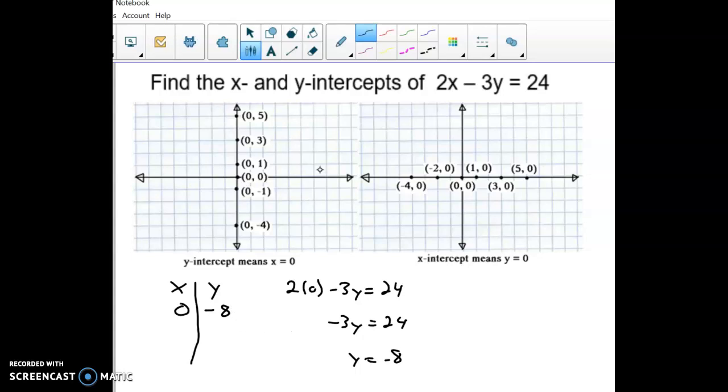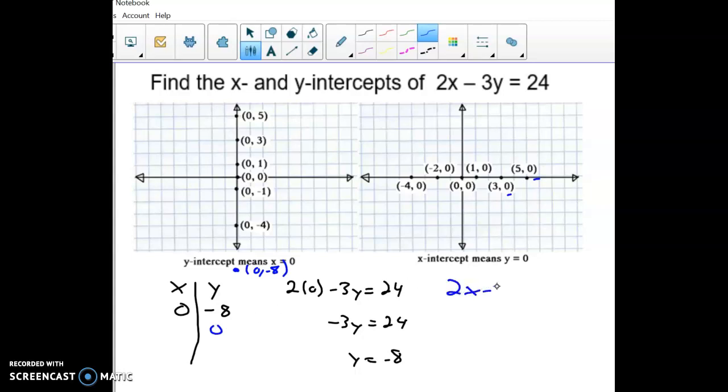All right, similarly then, so sorry, I should plot that. So here's our y-axis, and we're crossing. It's kind of low, but we're at 0 and negative 8. All right, and then the x-intercept, right? All of these x-intercepts have y-coordinates of 0. So make y 0 and plug it in.